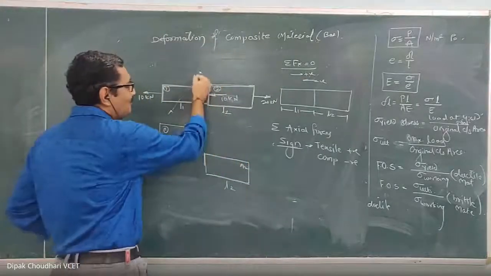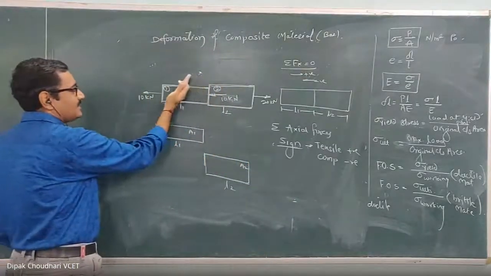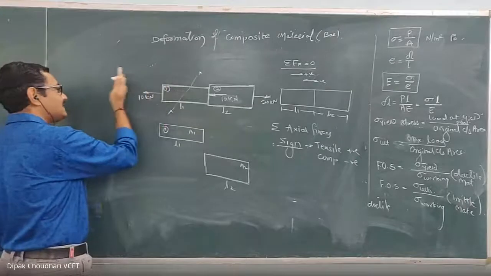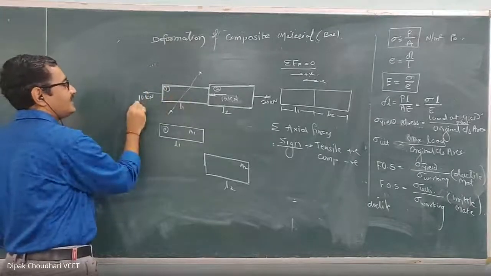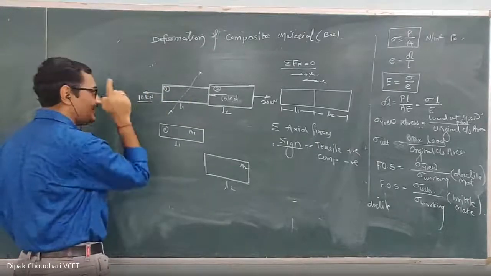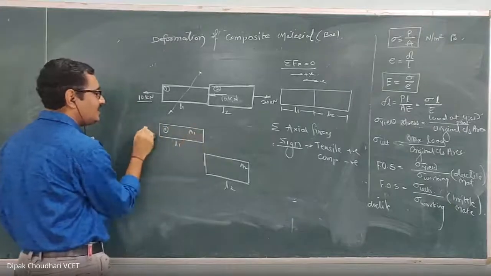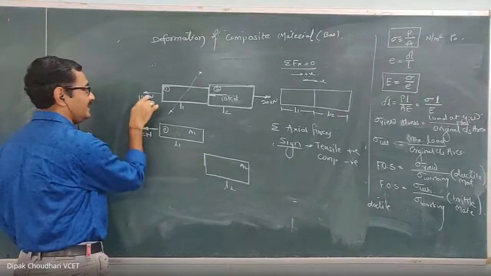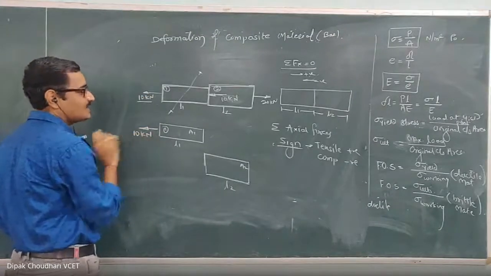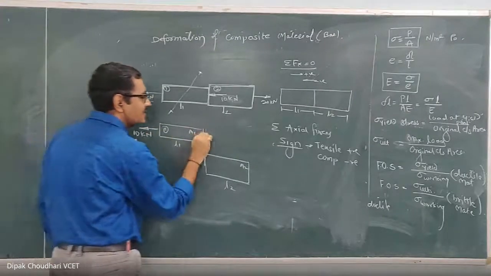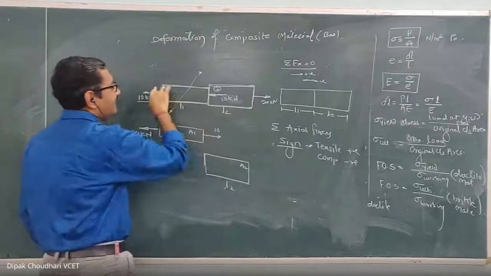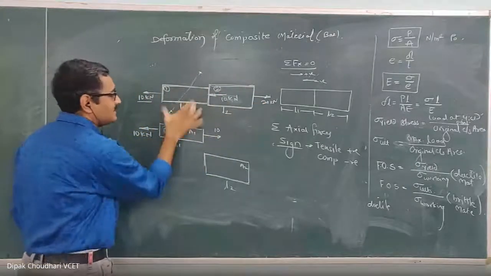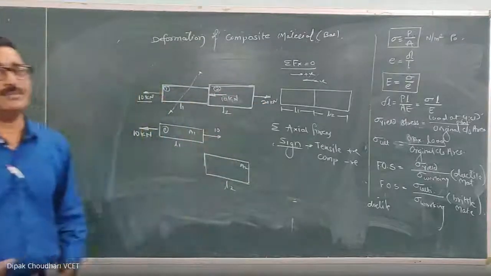Here, with respect to this section, if I consider the algebraic summation of the forces on any one side, here on the left hand side there is only one force, 10 kilonewtons. It means that this component is subjected to an axial force of 10 kilonewton tensile. Its nature is tensile, so this will also be tensile. And to balance this, here should also be tensile, because since the entire rod is in equilibrium, each and every part must be in equilibrium.